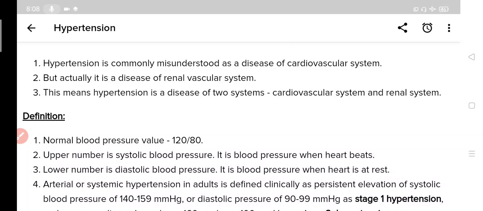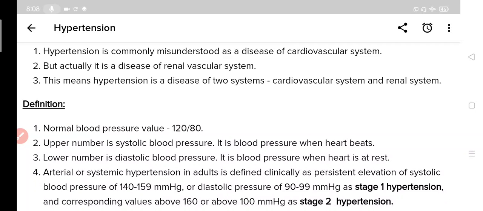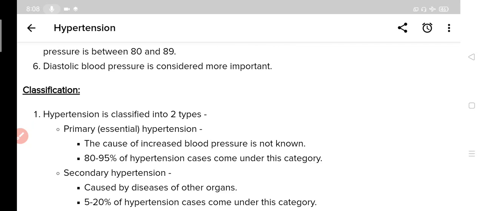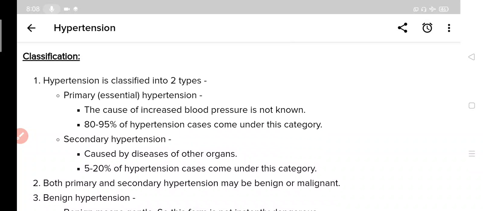In the first lecture we looked at the meaning and definition of hypertension, what is normal, what are abnormal numbers, different stages of hypertension, and then we looked at classification of hypertension, that is primary and secondary. We also saw that most cases of hypertension are of primary type, also called essential, and only a few cases are of secondary type.